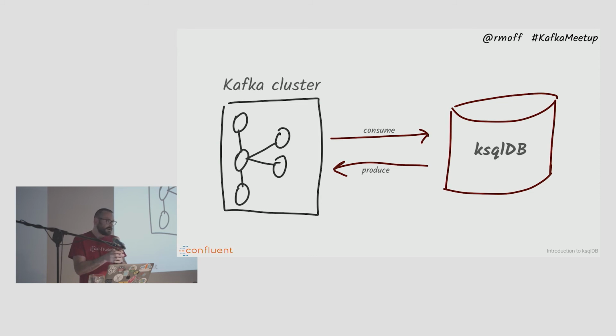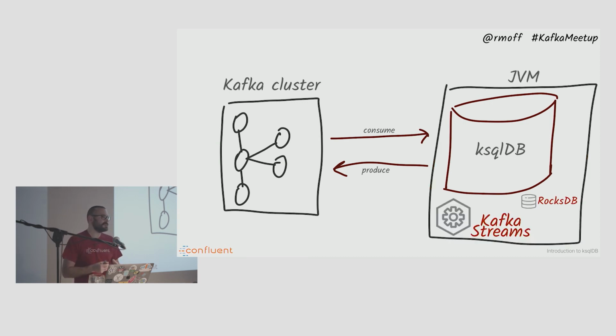ksqlDB, at a very high level of abstraction, simply consumes from Kafka topics and produces to Kafka topics. That's all it does. But it applies transformations to those, and it maintains state, and it does that using Kafka Streams. If you poke around while it's running, it's just Kafka Streams topologies under the covers. So if you're at home in Kafka Streams, you look at ksqlDB running and think, oh, I recognize that. Because ksqlDB takes your SQL statement and runs it as Kafka Streams.